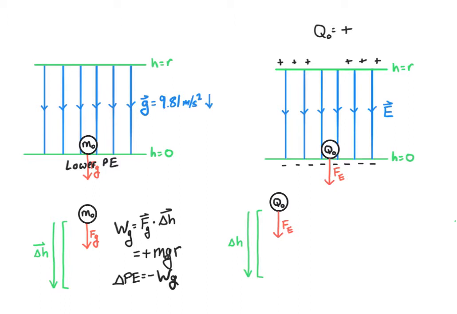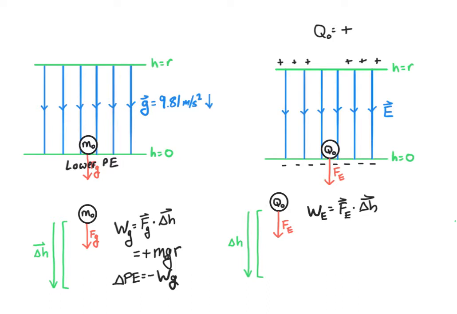We have the same exact setup this time as on the left. This time, instead of having a mass m0 and a force Fg, we have a charge q0 and a force Fe. And so if we write down the work done by the electric field, that's equal to the electric force dot product with the displacement.